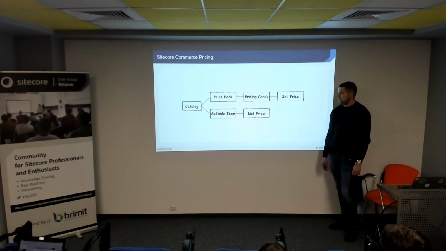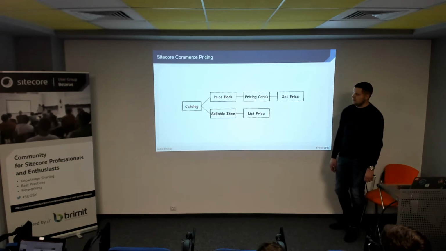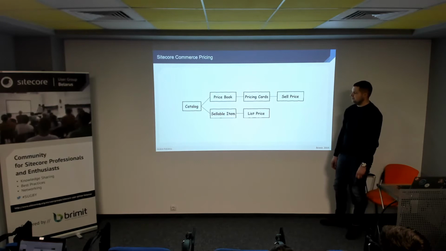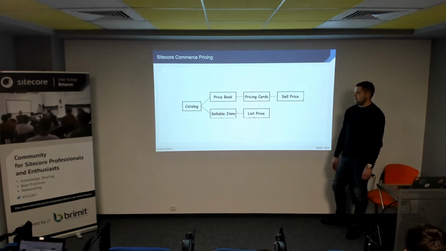Basically, first of all, we have a catalog. A catalog contains multiple categories and sellable items. A category can contain sellable items. A sellable item can contain sellable item variations. Price inside of Sitecore Commerce can be set in two places. First of all, it's the sellable item. It's a list price. Basically, in the Business Tools, you will be able to just set the list price per each configured currency.